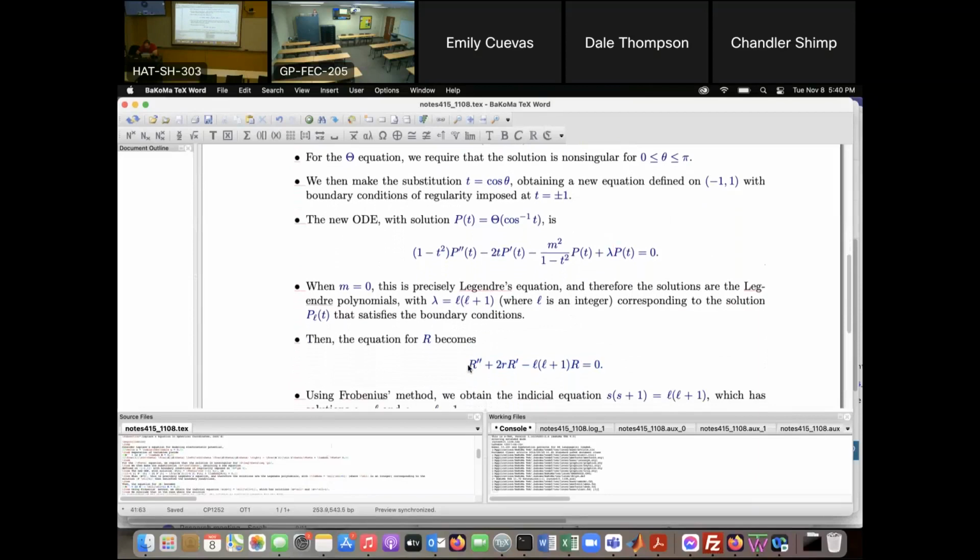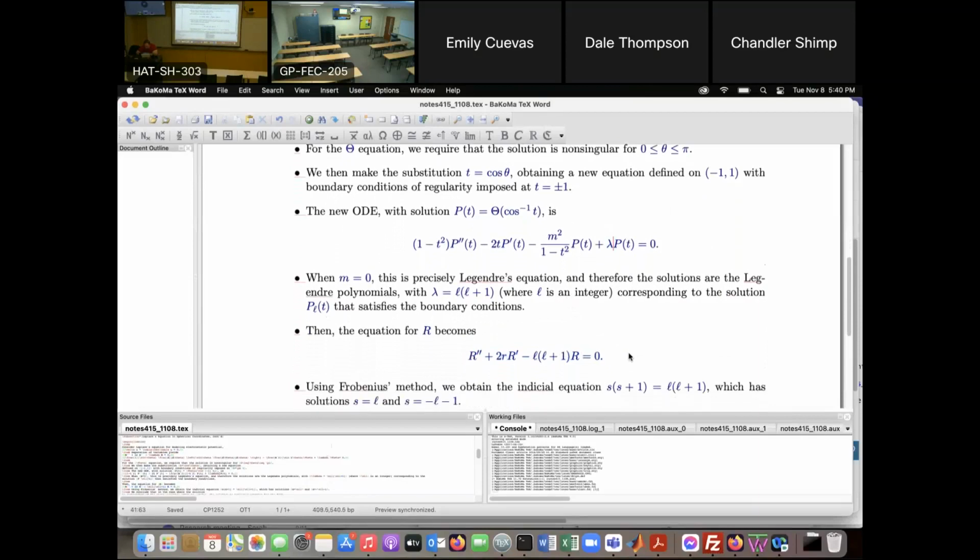So we can try tackling this with Frobenius' method. And what happens when you do, again, I won't go through all the details, it's the same mechanics that you see in the various examples or homework problems. The indicial equation that you get from Frobenius' method is s times s plus 1 equals L times L plus 1. So one obvious solution would be s equal to L. But the other possibility is that if s is equal to minus L minus 1, that also works.